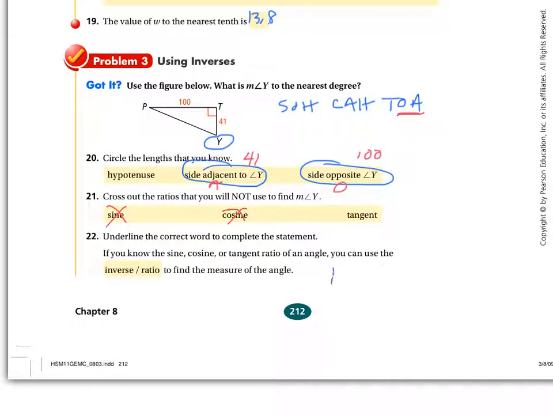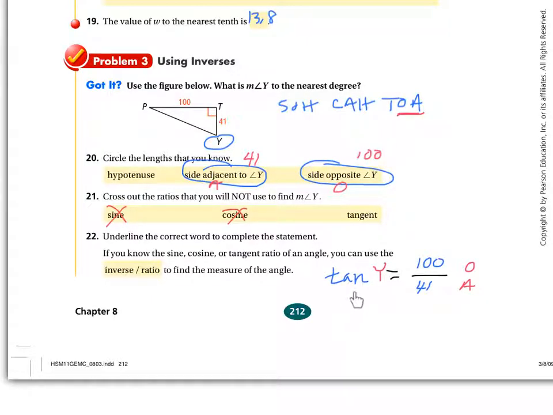So we know that we have tangent, right? And do we know the degree of reference? Yes or no? No. So we're going to name that angle Y, because that's the letter they gave us. So the tangent of angle Y, and you don't put the little angle marker in there, you just put the tangent of Y, is equal to... Our ratio for tangent is opposite over adjacent. And so our side opposite is what again? 100, and then our adjacent is 41.